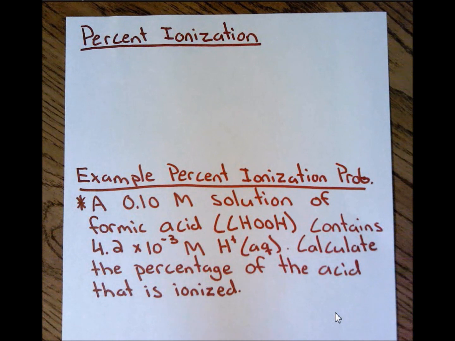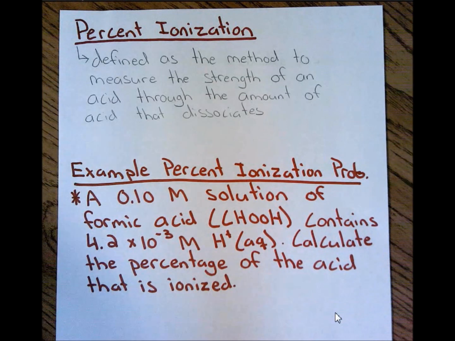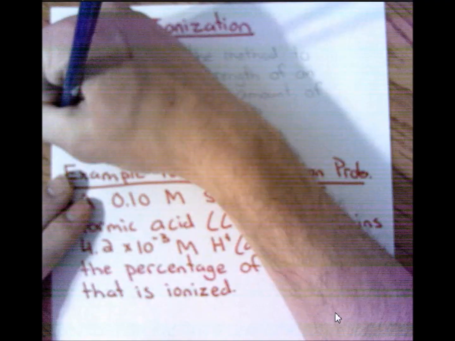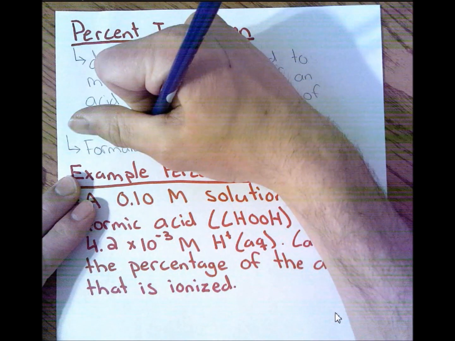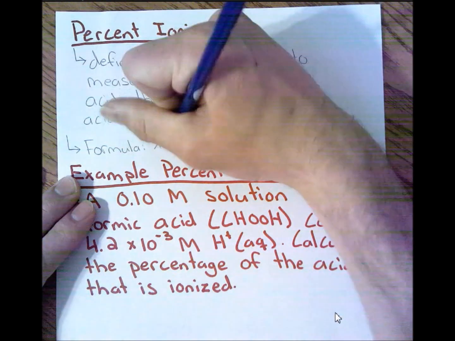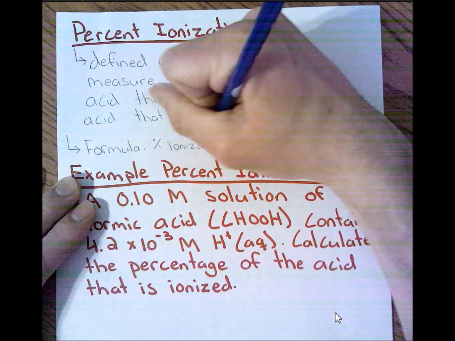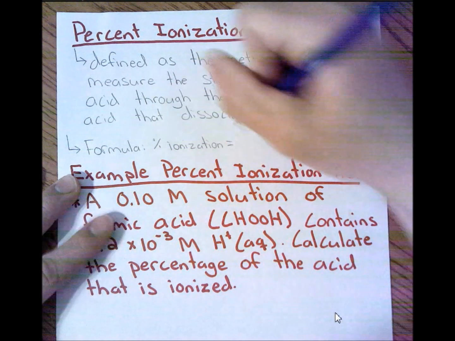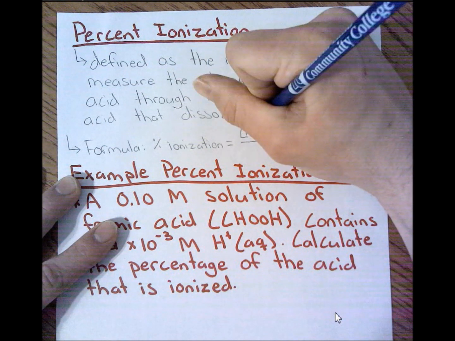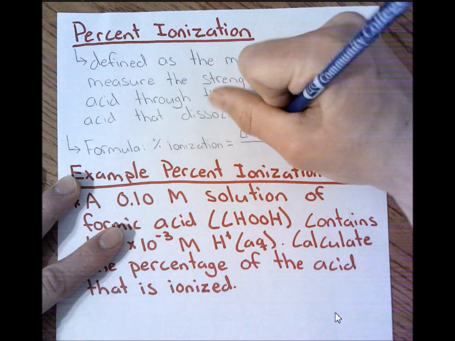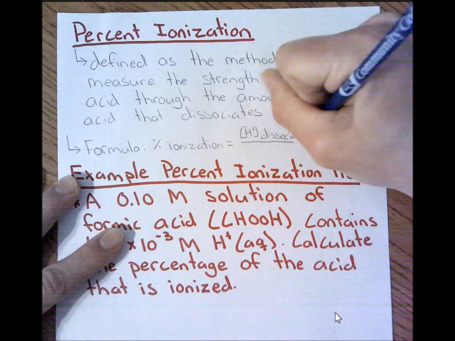All right, so kind of a wordy definition here. Simply put, and I like simple here, we can just put this into a formula. Our formula is going to be percent ionization is equal to the H plus that dissociates divided by the original acid concentration. All of this is going to be multiplied by 100.